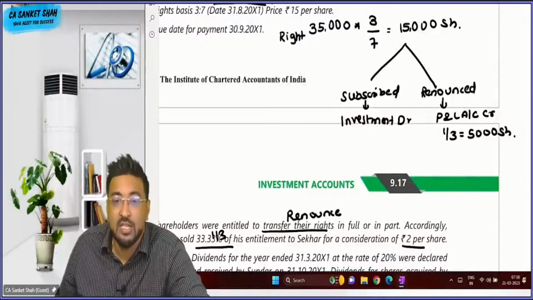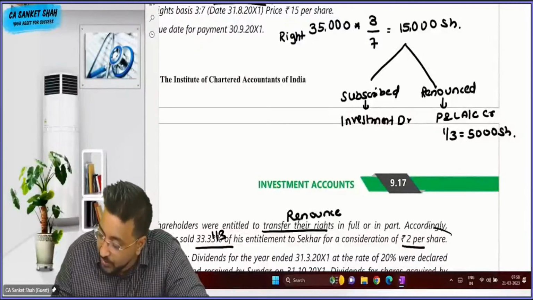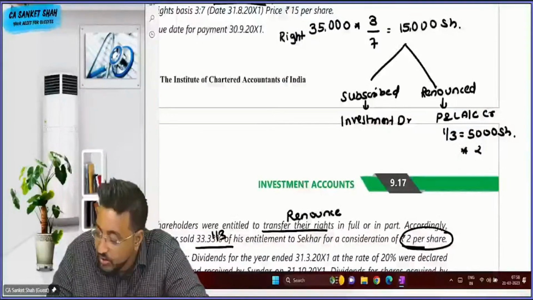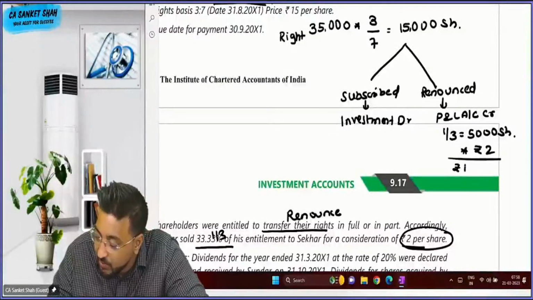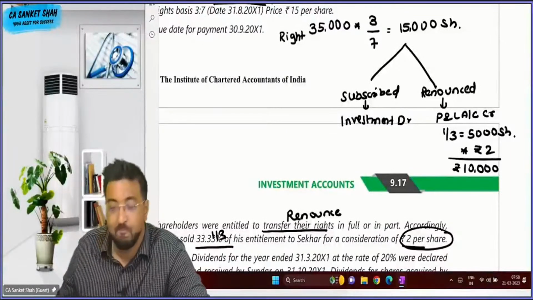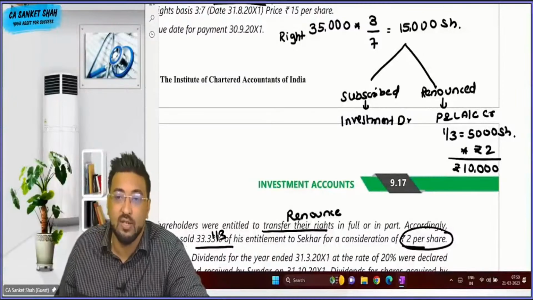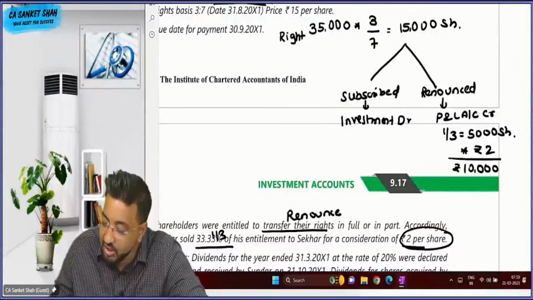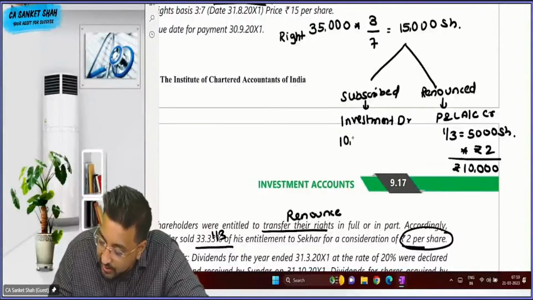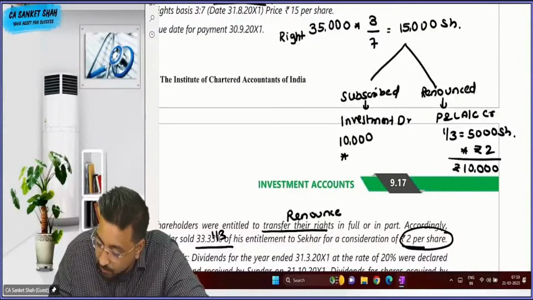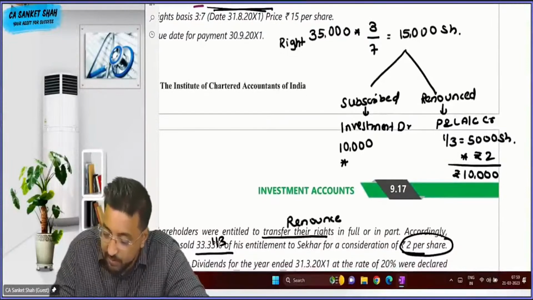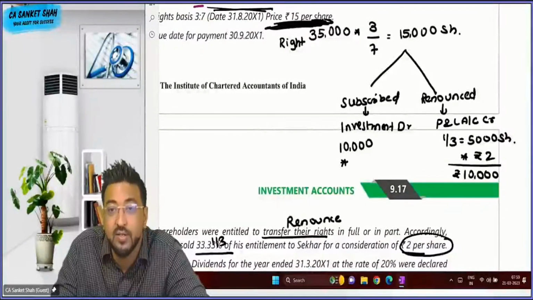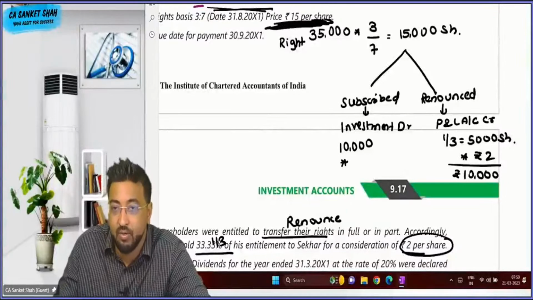So he will transfer it to profit and loss account at ₹2 per share. Sir, where will the 10,000 go? You will transfer 10,000 to the profit and loss account, sir. 10,000 in profit and loss account, renounced. And the remaining shares are subscribed. How many shares? 10,000 shares are subscribed for, at 15 rupees per share. It is given now: right shares at 15 rupees per share.